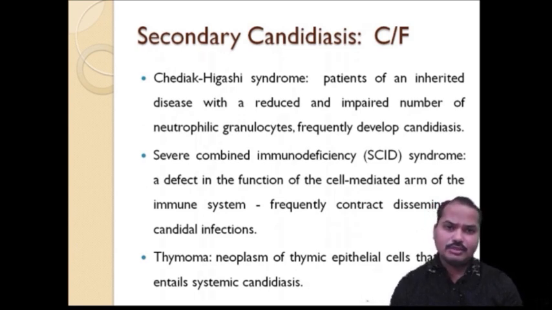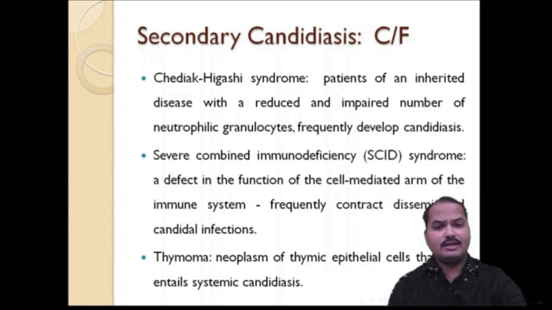Chediak-Higashi syndrome also shows some features of candidal infection, where in this syndrome there is an impaired number of neutrophil granulocytes, so the immunocompromised status of the patient is present. In severe combined immunodeficiency syndrome, cell-mediated immunity is defective, and there is frequent contraction of disseminated candidal infections. It is rare, and I would say a more severe infection because it is disseminated throughout the body. Then thymoma, which is a neoplasm of the thymic epithelial cells, also has some features of systemic candidiasis.